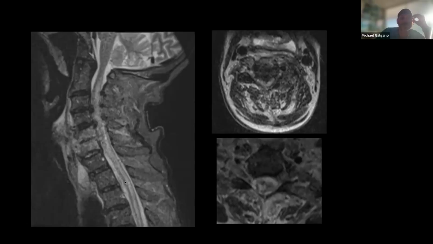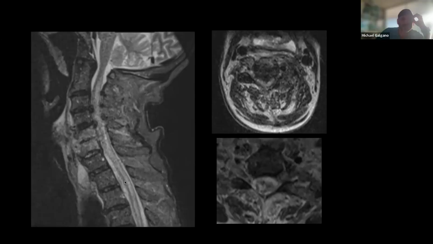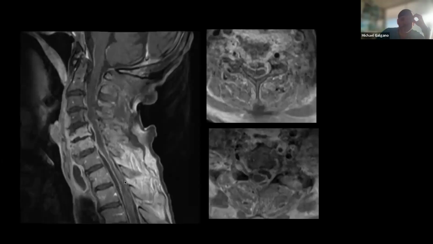This is the enhancement. Sorry, this is the T2, and STIR, right? Yeah. And then this is the T1 with contrast, which is another nice case of no enhancement in the disc because that's not where it's coming from.